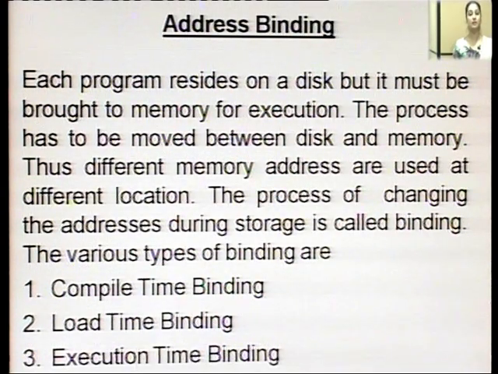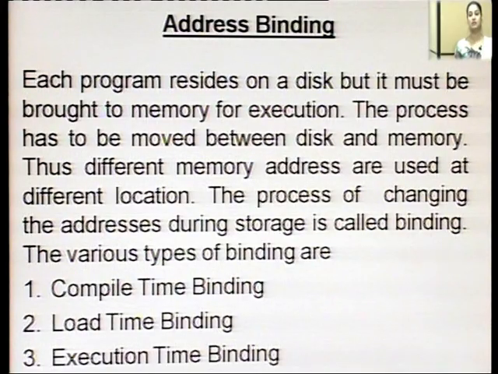Different memory addresses are used at different locations. On the tape or disk there is one memory location, and in the main memory there is a different address location. The process of changing those addresses from disk to main memory is called binding. There are three types of binding. The first is compile time binding, the second is load time binding, and the third is execution time binding.